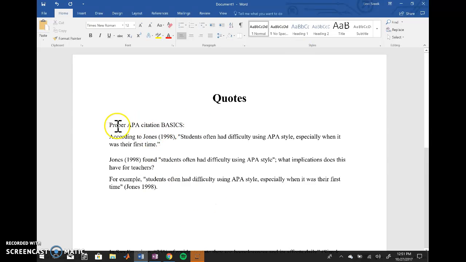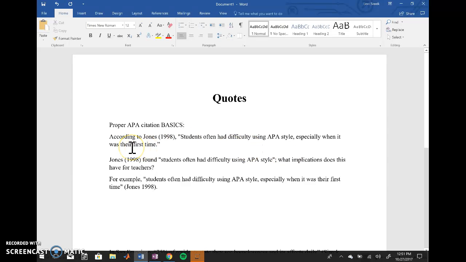These are the very basics of APA citation, and I encourage you guys to go on that website and look into it further, just to make sure that you're doing everything right and to double check your work, because that is a big portion of your final grade for project 1 and project 2 that we will be doing later.